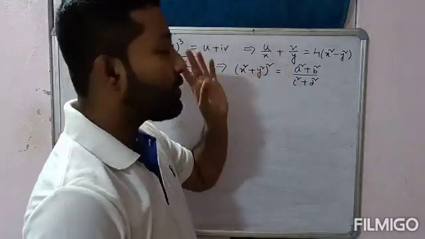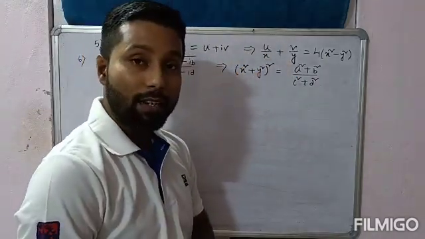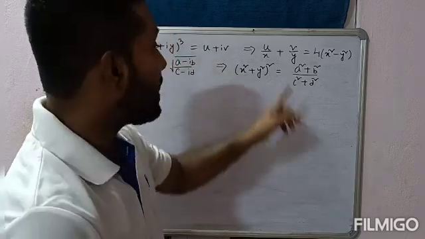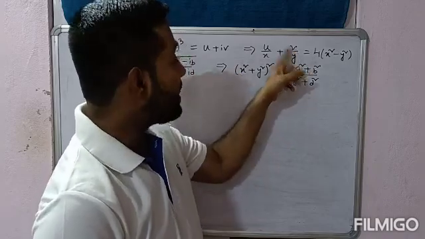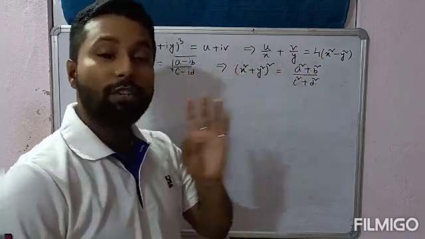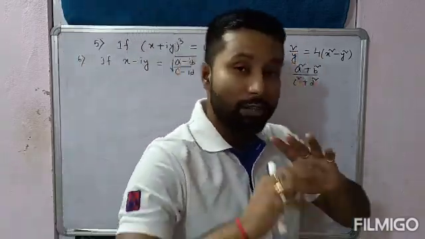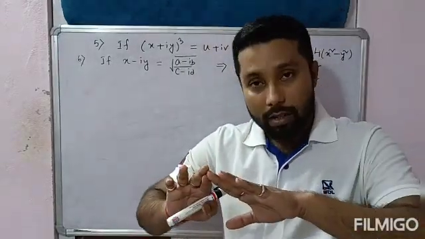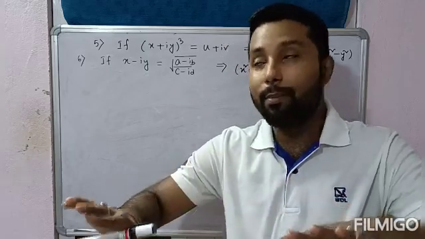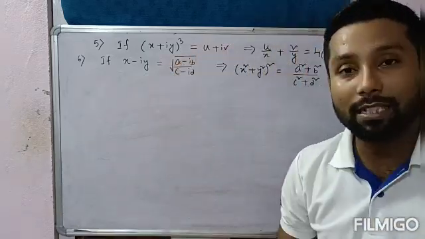We need to find u/x + v/y. What is u? As per the question, u is the real part. What is v? v is the imaginary part. So what you have to do now, the question itself gives a hint that we have to equate u and v, because u is the real part and v is the imaginary part.